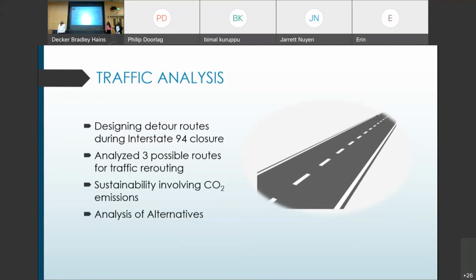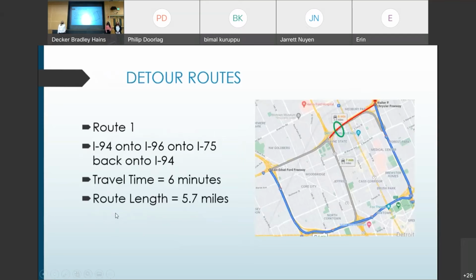On the screen, you'll see our first detour route highlighted in blue. The green circle is our construction area, and the red line represents the length of I-94 for the proposed detour. Route 1 takes I-96 and I-75 to reroute I-94 traffic around our construction area. The total travel time for Route 1 is approximately 6 minutes, and the total length is 5.7 miles.